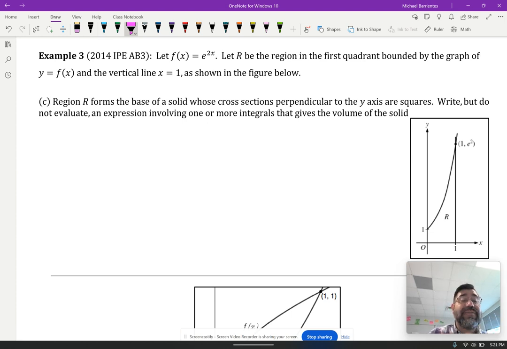Oh, so now they've changed it on us. Now we're doing cross sections perpendicular to the y-axis. So that means my cross sections are going to go like this.